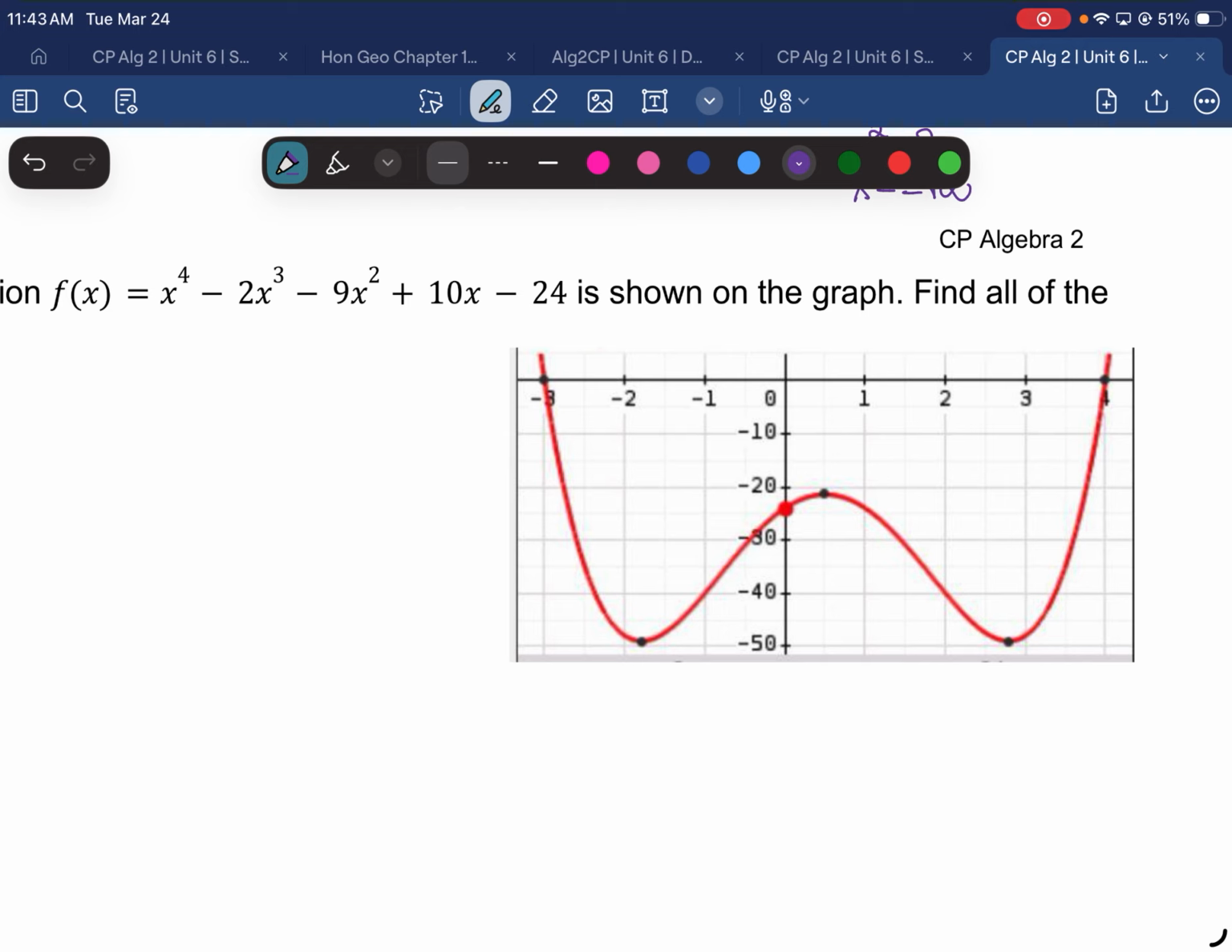You don't see them on your graph, so what kind of numbers are they? They're what? Imaginary. Good job, Chelsea. They're not going to be x-intercepts, but they're still going to be zeros. You're still going to have 4 zeros, but you're only having 2 x-intercepts. Are you with me? Okay, try it.